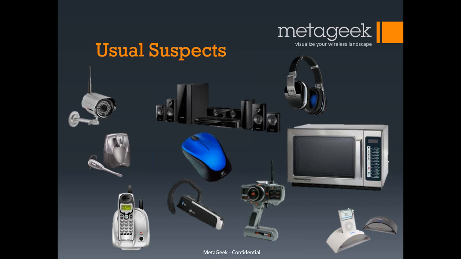Security cameras are a big issue that you can't see unless you have a spectrum analyzer. Microwaves are a big one. If you're in a break room and your Wi-Fi drops out at noon every day, it could be the microwaves that all get turned on and are blasting in the 2.4 gigahertz spectrum and messing with your signal. But you can't see that unless you have a spectrum analyzer.